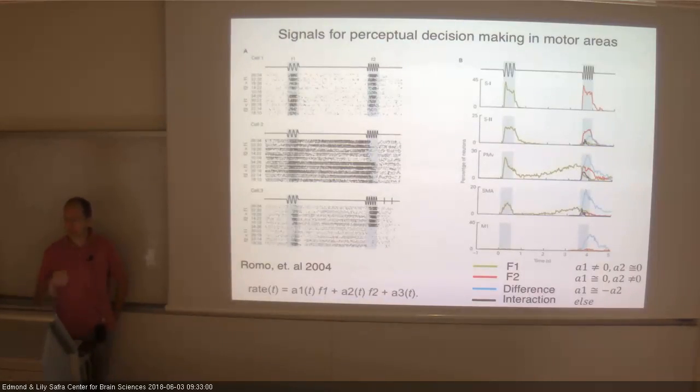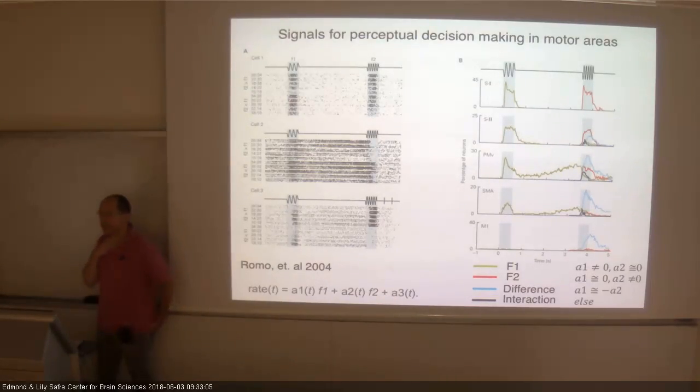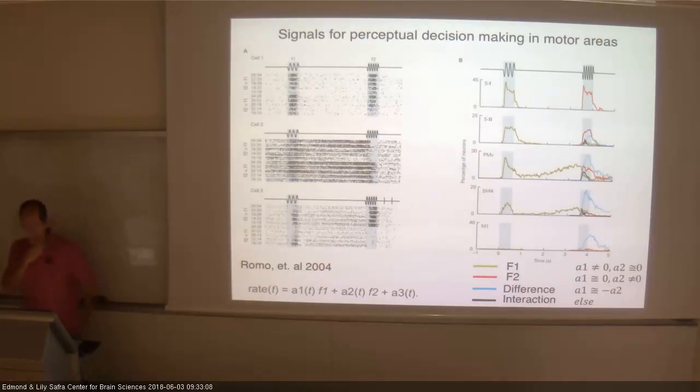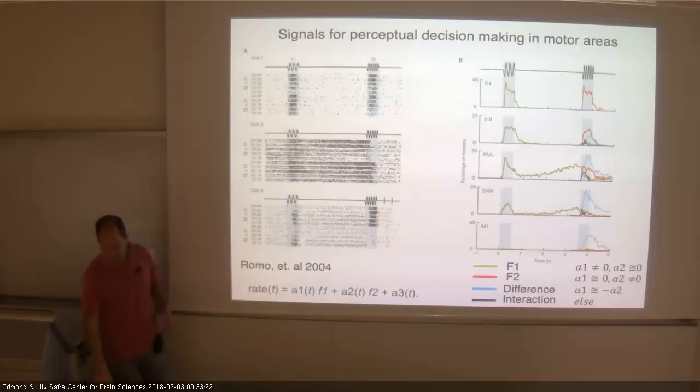Here's another study that shows that. This is a study from the group of Ranulfo Romo, where they recorded activity in different areas: the motor cortex, the supplementary motor area, and the sensory areas. So this is a task. What the monkey is doing is putting his hand on some bar, and then there's a vibration. He feels that vibration, and then after I think a second or two, another vibration appears. If the vibration is larger in the second stimulus, he needs to move to the right, and if it's smaller in the second, he needs to move to the left.